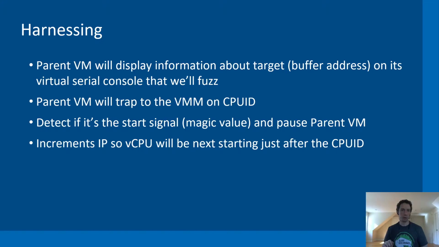So the steps are effectively this. The parent VM will display the information about the target, print it to the virtual serial console so we can actually see it. The parent VM will trap to the VMM on the first CPUID instruction when the harness executes, detect that it's the start signal using that magic leaf number, and then increment the instruction pointer of that VM so that the CPU will be sitting just after that CPUID. We won't be re-executing the CPUID during the fuzzing. We will only catch the stop CPUID at the end.